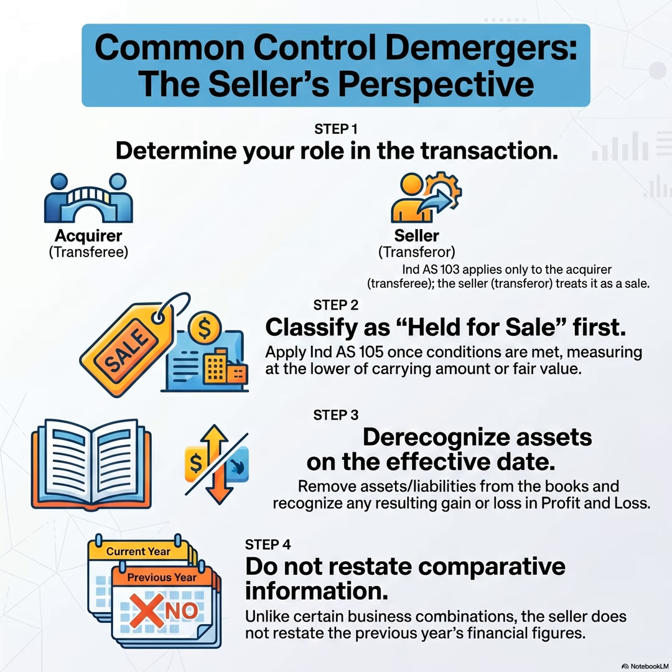They are the transferor. Yes. And Ind AS 103 is utterly silent on how the transferor should behave. Wait, what do you mean it's silent? An entire standard on business combinations just ignores the person selling the business. Let's read paragraph 1 of Ind AS 103, which lays out the core objective. Okay, reading it now. It states that the standard aims to improve the relevance, reliability, and comparability of the information that a reporting entity provides about a business combination, but then it specifies exactly how it accomplishes that.